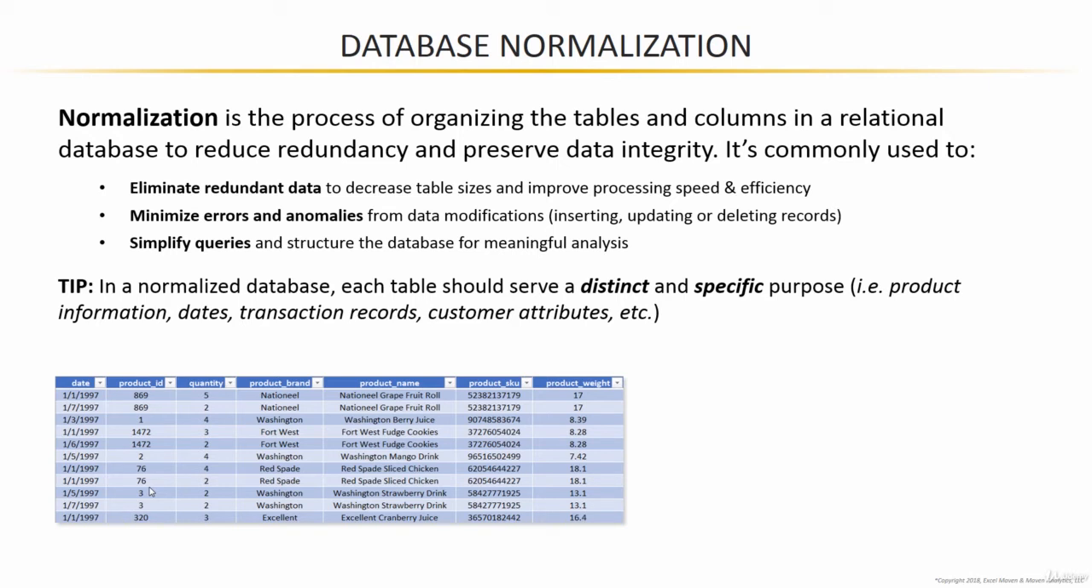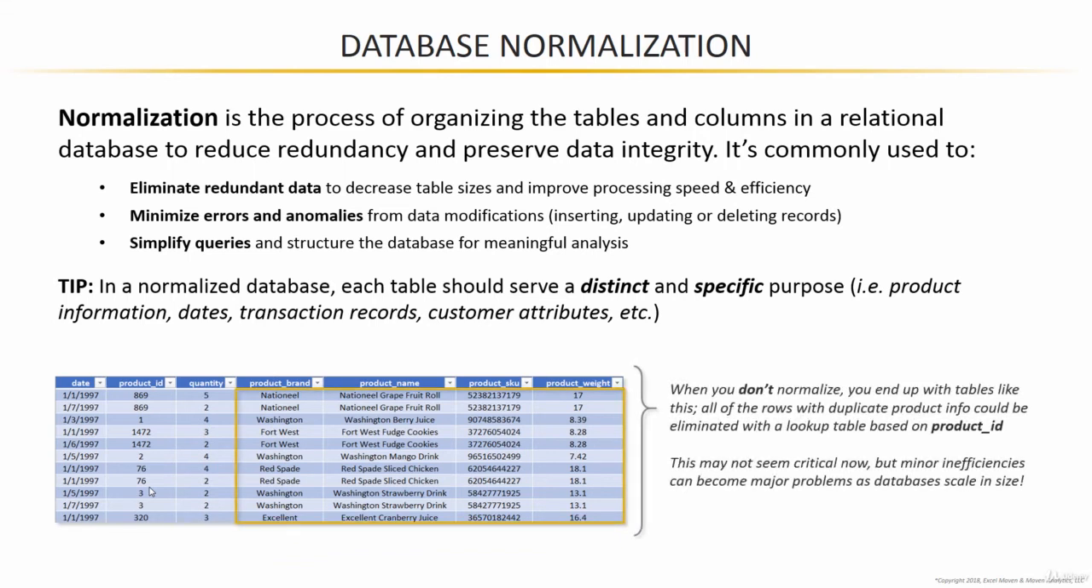So what you end up with here are all of these duplicate rows in any case where the same product ID appears more than once. So you see duplicate brand names, product names, duplicate SKUs and product weights. And you might be wondering, okay, that's not that big a deal. I'm still getting the information that I need. In fact, I have it all in one place in a single table, which is great, so I don't see the downside here.